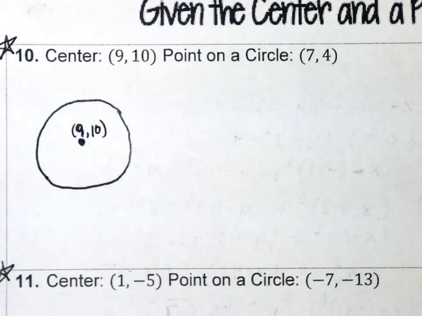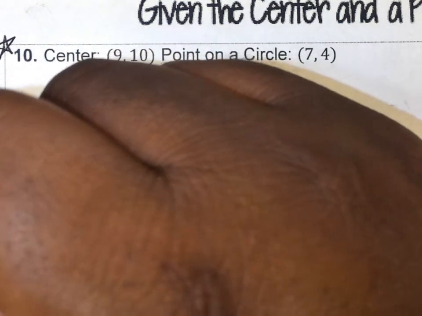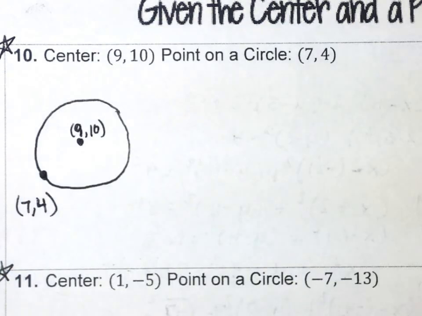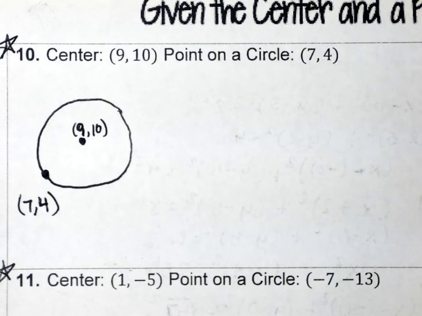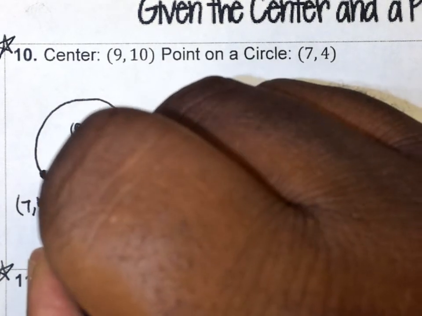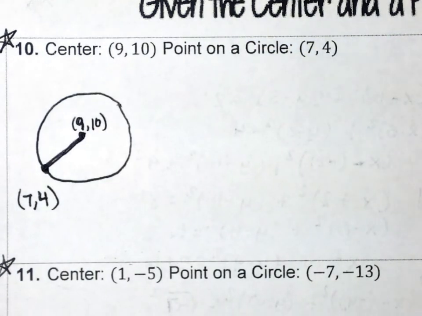So you got a center at 9, 10, and then you have a random point on your circle. I'm just placing this. I don't know if this is actually where it'll be yet. Called 7, 4. They gave us our center. The thing we're missing for the equation is our radius. So we would have to find that radius ourselves.